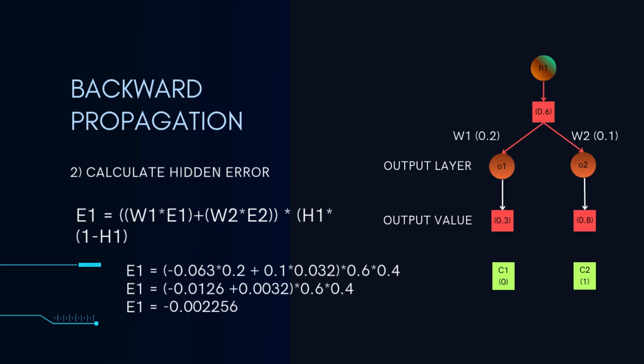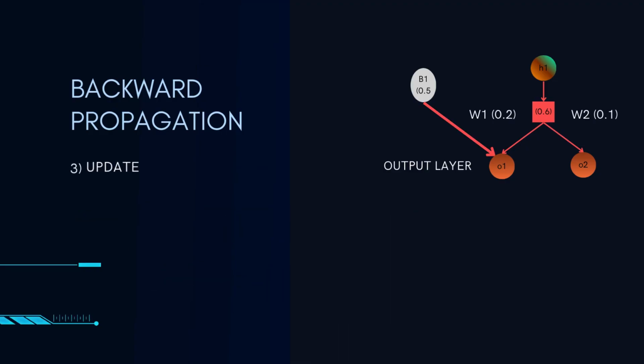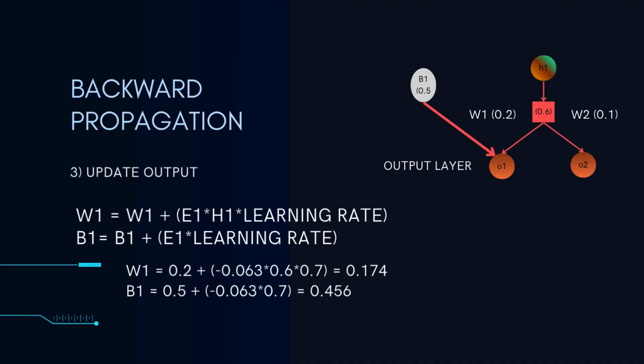Next, we find the error of the hidden layer. The error of a hidden node is equal to the sum of the error of the output nodes into their corresponding weights into the activation derivative of the hidden value. Now that we found the errors, we use them to update the weights. The change in the weight between two layers is equal to the error of the lower node into the in value of the upper node into the learning rate.